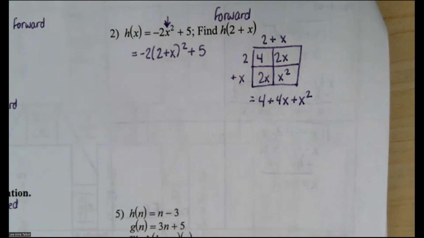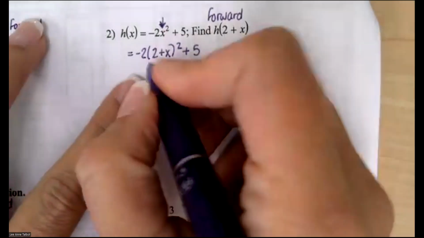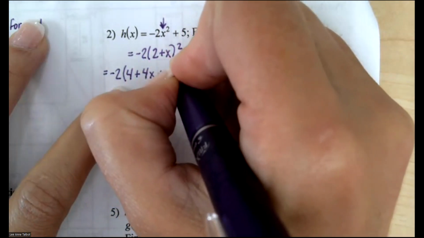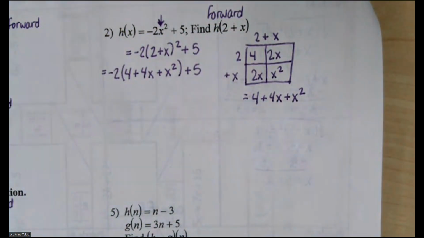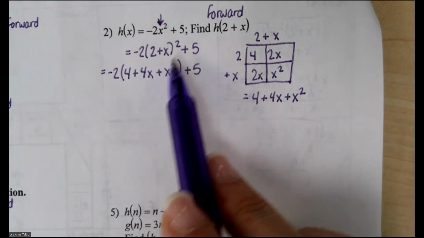Is everybody okay with the box? Do you understand why I did the box? Yeah, it's a binomial squared, two things squared. So that's, I think the hard part about this problem is you actually have to have the thought process that you need to do that. And you have to do it first before the -2 gets involved. So I took my answer from the box and replaced that.